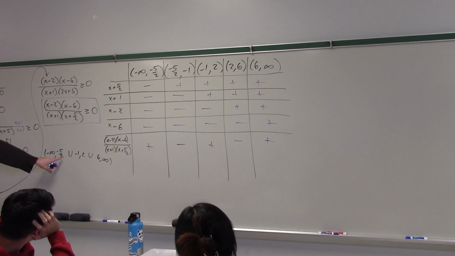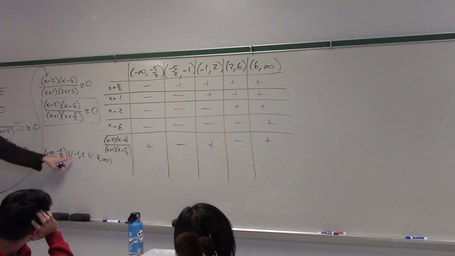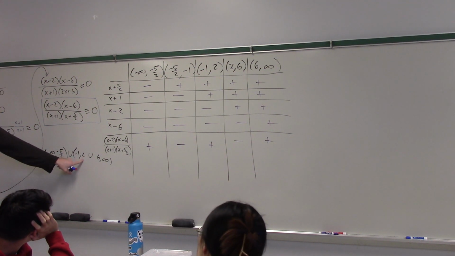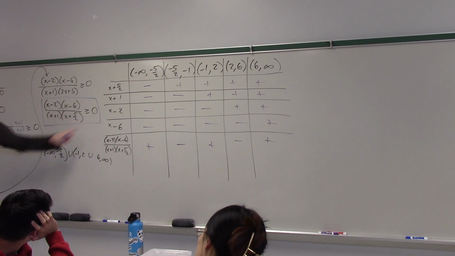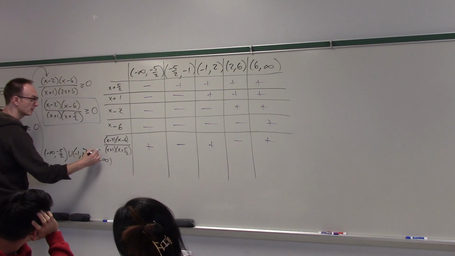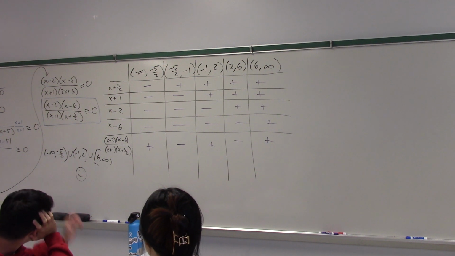If x is equal to negative 5/2, should that count as part of the solution set? No, because you can't divide by 0. Because here we get an undefined, so definitely not. What about if x is negative 1? Nope. No. What about if x is 2? Yes, because now the numerator will be 0, and we want greater than or equal to 0. And what about if x is 6? Yes. Okay. Alright, if you can do all of that, then you are excellent at Precalc A, solving inequalities.